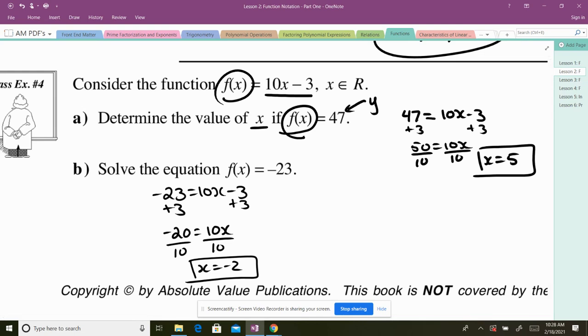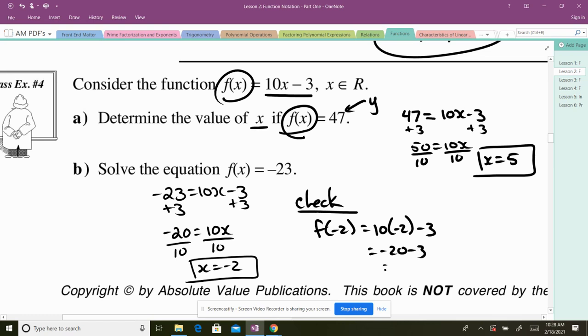Yeah, so if you wanted to check your answer, you would just put x is equal to -2 into there. So you'd go f of -2, sub it in, which is -20 minus 3, which is -23. So if you ever want to check your answer, just take what you got, plug it back into the original, and see if it spits out what it's supposed to. All right, is that okay?